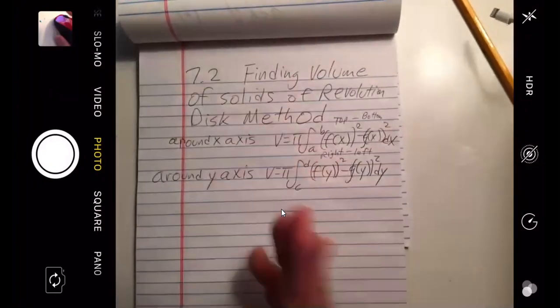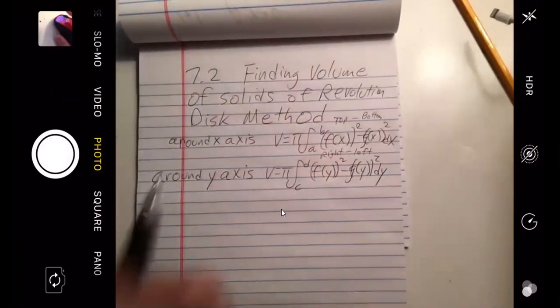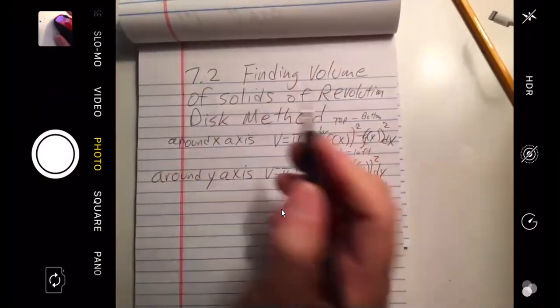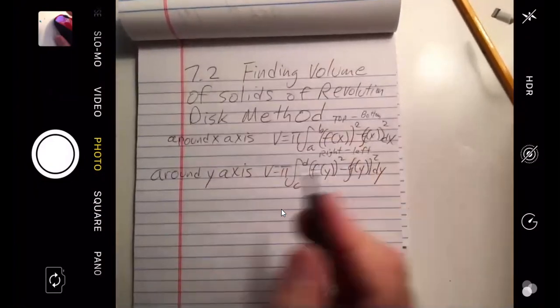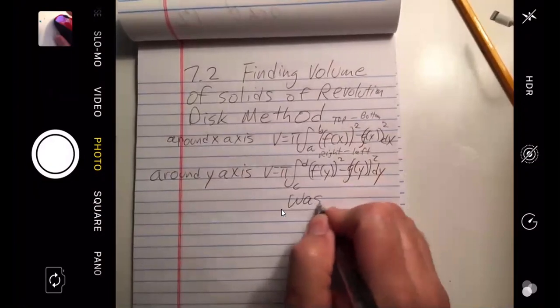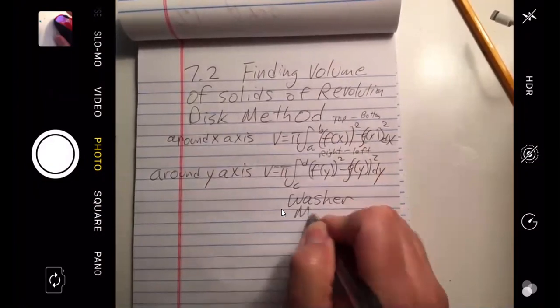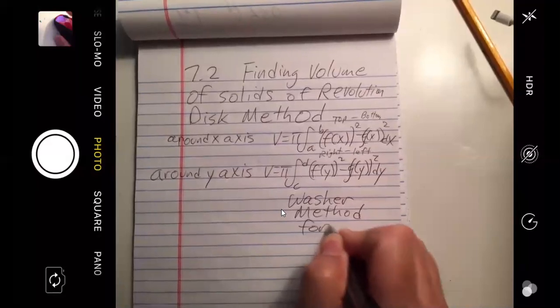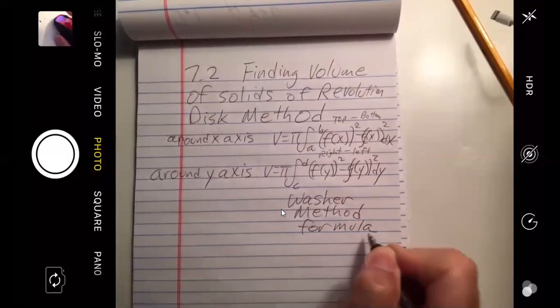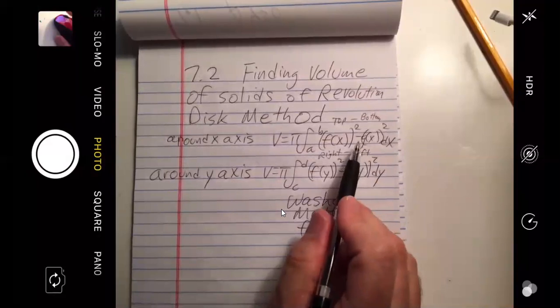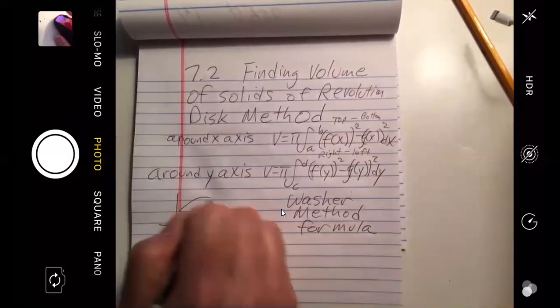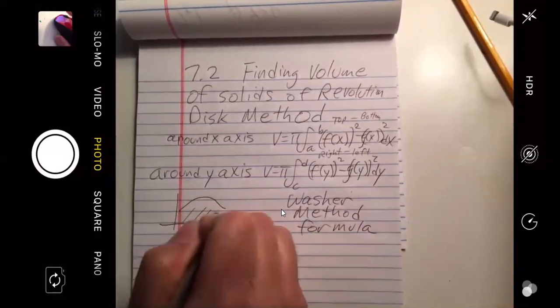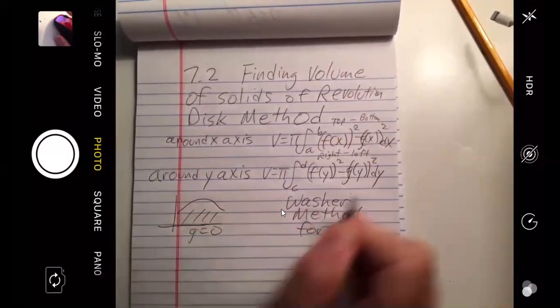Okay, so that's what I wrote. There's the title of it. They call it the disk method. I've written disk method generically, but I've written washer formulas. These are washer method formulas, which is what I always use, because if I see the situation where my g is 0, if the curve goes all the way down to the x-axis, then my g equals 0, and I just throw away the g.